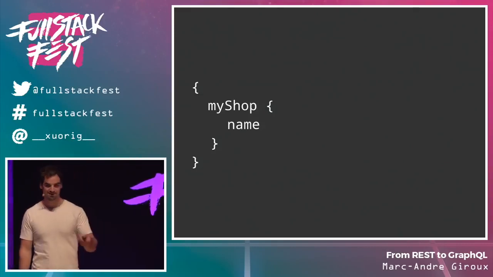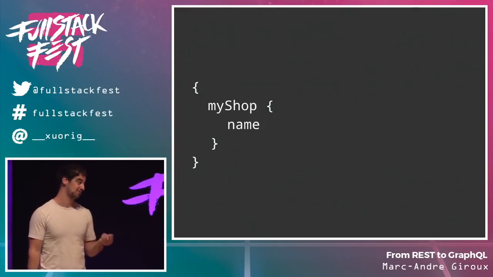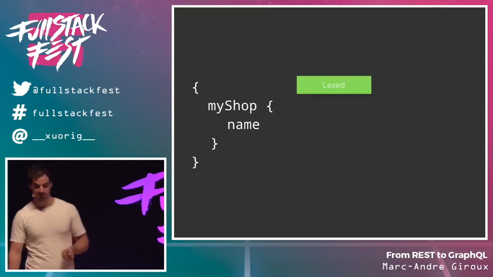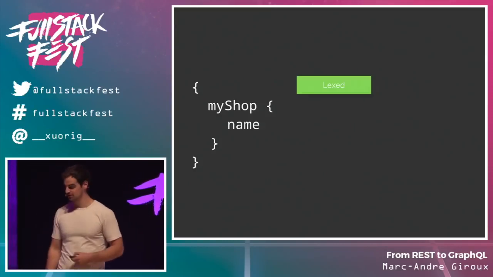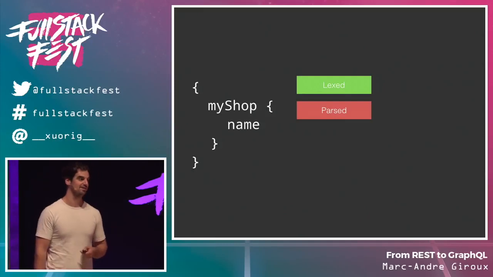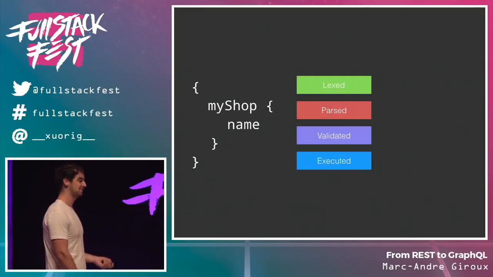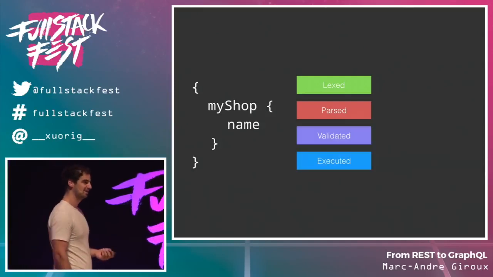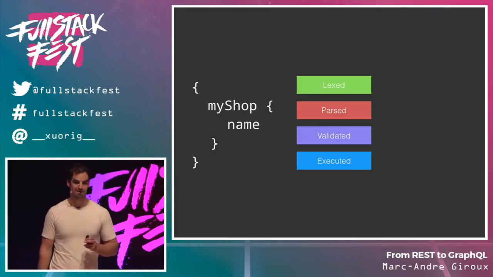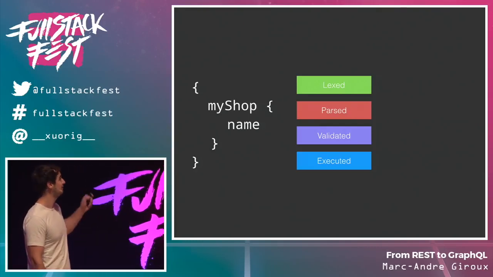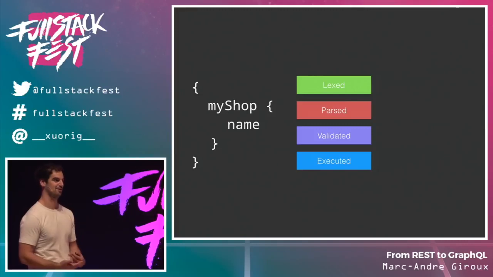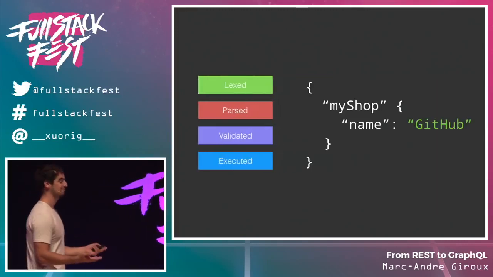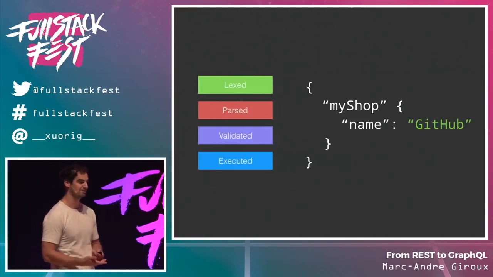So when I send that query to a GraphQL server, what happens? Well, it's like any other language. It's lexed, it's parsed, it's validated, it's executed, and we get a nice response. And the response format is pretty interesting because it follows the exact pattern that you request, right? It's just JSON with the same shape as your request.